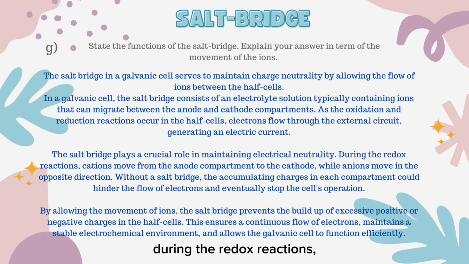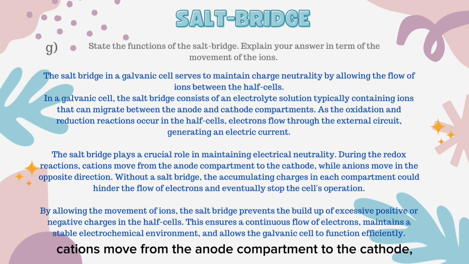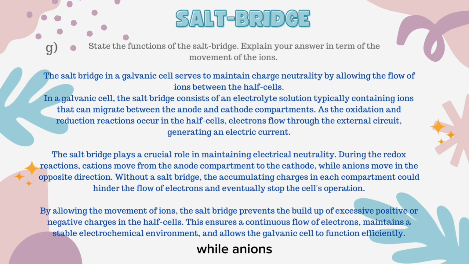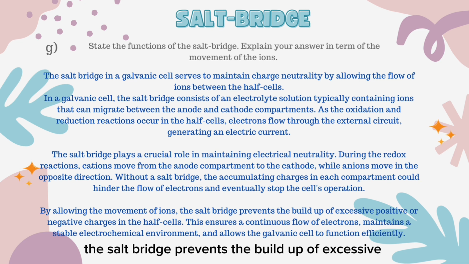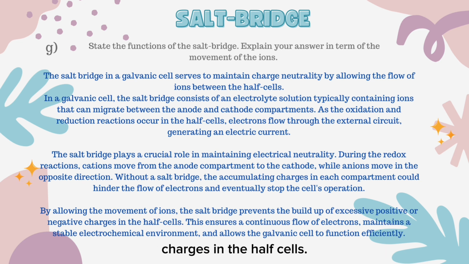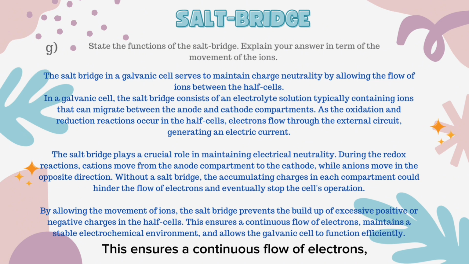During the redox reactions, cations move from the anode compartment to the cathode, while anions move in the opposite direction. Without a salt bridge, the accumulating charge in each compartment could hinder the flow of electrons and eventually stop the cell's operation. By allowing the movement of ions, the salt bridge prevents the build-up of excessive positive or negative charge in the half cells. This ensures a continuous flow of electrons, maintains a stable electrochemical environment, and allows the galvanic cell to function efficiently.